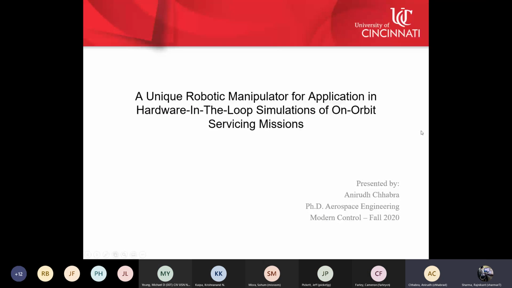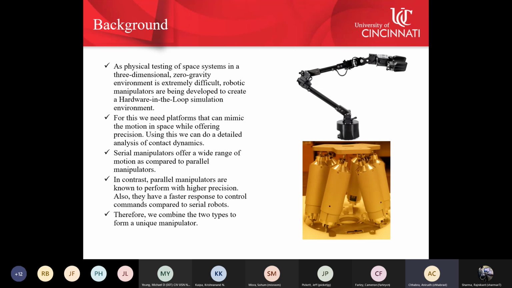All right. So, hi, everyone. I'm proposing a unique robotic manipulator, and we'll look at this application in the next slide. So, we know that physical testing of certain space systems that are required for rendezvous and docking and space servicing tasks is very difficult on ground and very expensive to do in space. So what we need is a hardware-in-the-loop simulation environment, and we need platforms that can mimic the motion in space in all 6 degrees of freedom while offering a dynamic range of motion.